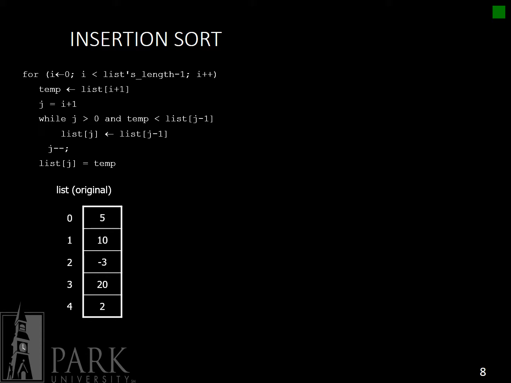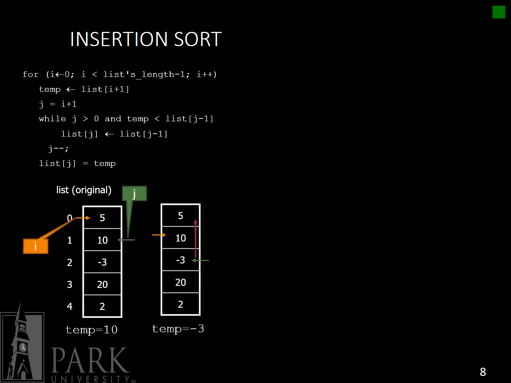Right, so here is our array of items. We've got 5, 10, -3, 20, and 2. Our orange line right here is I, and our green line is J. If we look at this, temp is going to be set to our list of I plus 1. In this case, it's 10. J is going to be equal to I plus 1 as well. While J is greater than 0 and our temp value is less than our list J minus 1, in this case, temp is equal to 10.